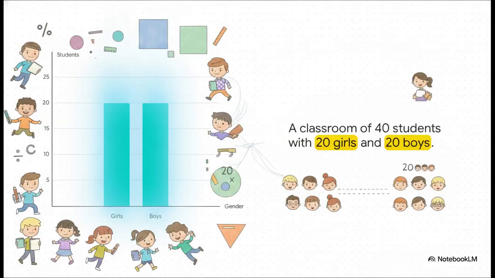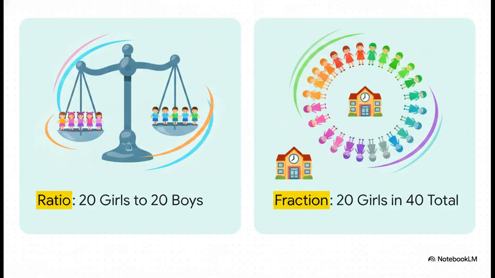Okay, let's switch gears and look at a typical classroom to see how this builds. Imagine a class with 40 students in total. In this specific class, exactly 20 are girls and 20 are boys. This right here brilliantly illustrates one of the biggest traps in middle school math, a confusion we need to clear up right now. Notice the difference in the comparison.